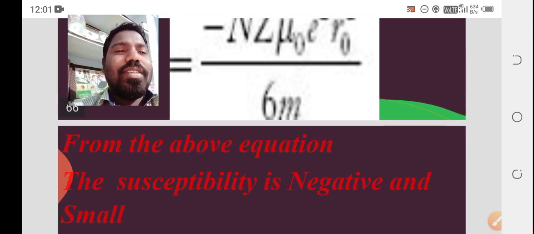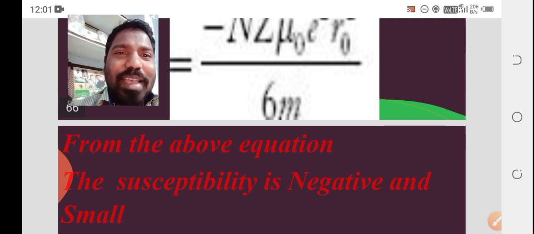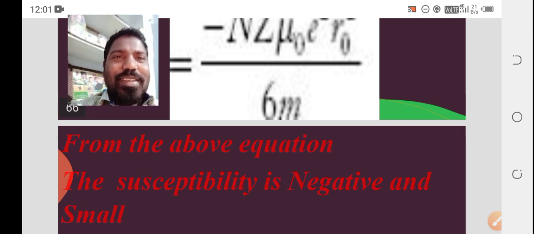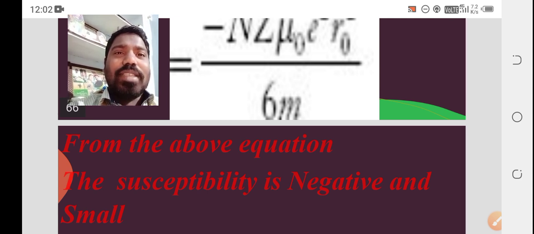From the above equation, the susceptibility is negative and small. So you know very well which material has small and negative susceptibility. Yes, that's right, that is diamagnetic material. So now we simply consider this as the theory of diamagnetism, proposed by Langevin. It is called the Langevin theory for diamagnetic material, explained on the basis of classical mechanics, so it is also called the classical theory of diamagnetic material.